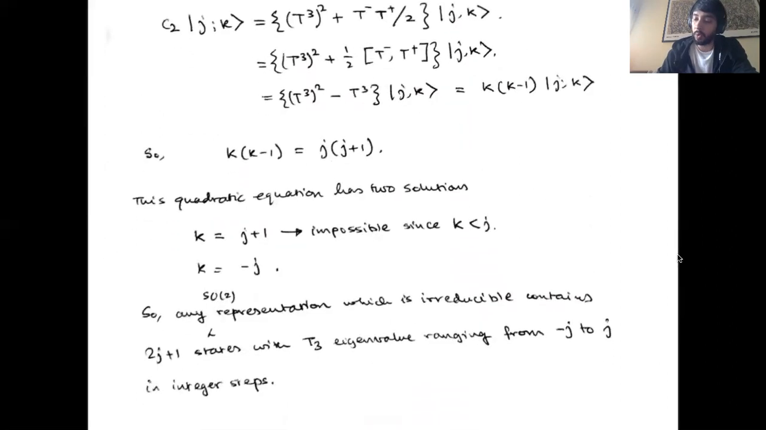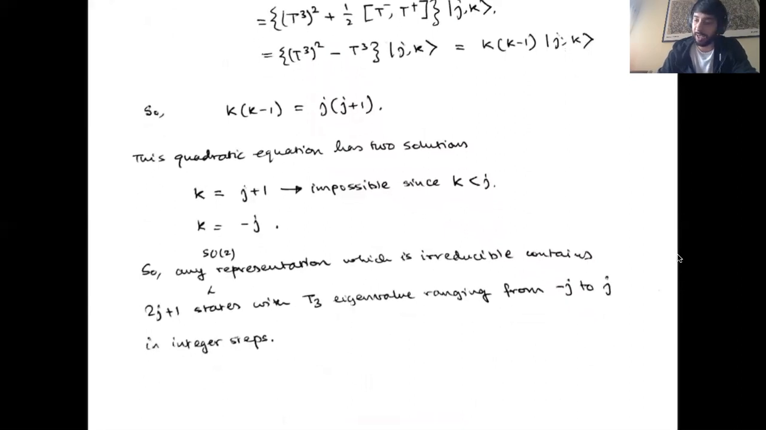And you can find a relation between k and j. So the C2 on this state has to be k into k minus 1. So what we get at the end of the day is k into k minus 1 is j into j plus 1, because both the C2 eigenvalues have to be the same. So now we find that k can have two values, either k is j plus 1 or k is minus j. So k is j plus 1 is ruled out, because we have already started with the assumption that k is less than j. So what we have is k is minus j.